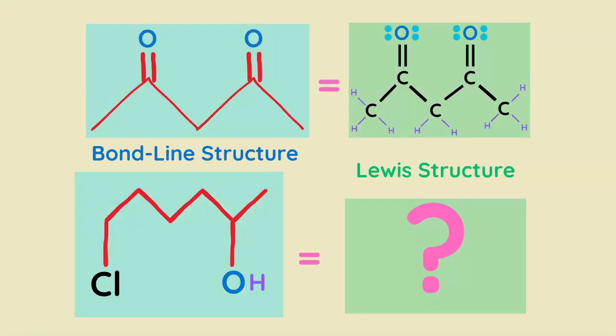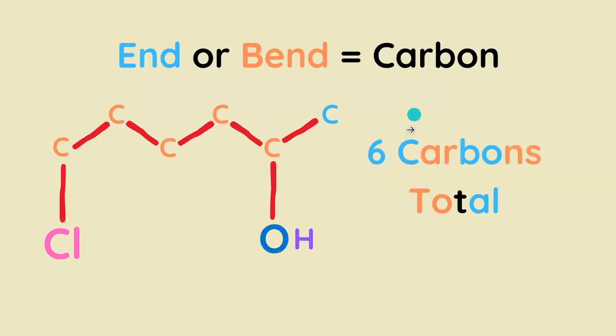Regardless, because our molecule is in bond line form, we may need to convert it into a Lewis structure to reveal the missing atoms and or sticks and dots. If we look up here at this molecule, the ends and the bends are carbons, and they may or may not have hydrogens directly attached to it. Similarly, each of the ends and the bends of our molecule of interest are carbons, so there are a total of 1, 2, 3, 4, 5, 6 carbons total.